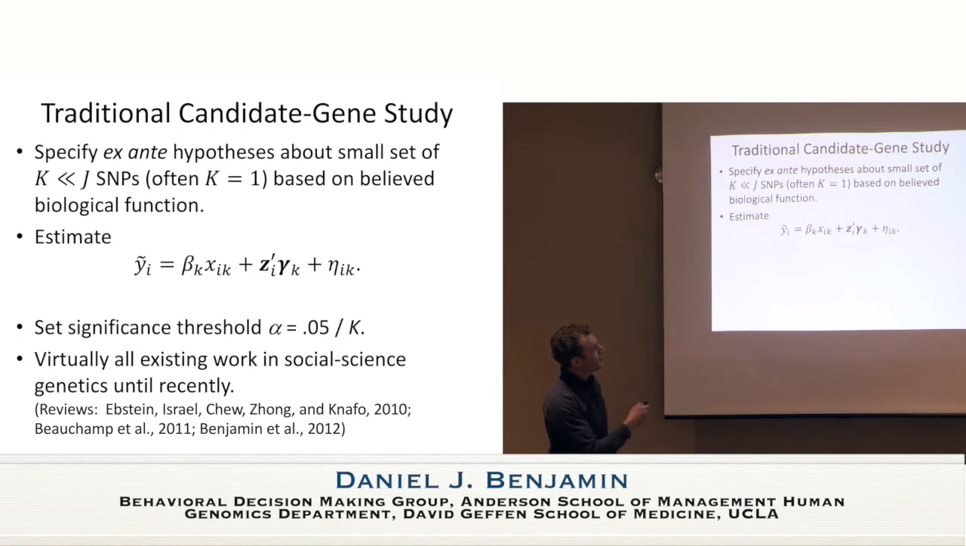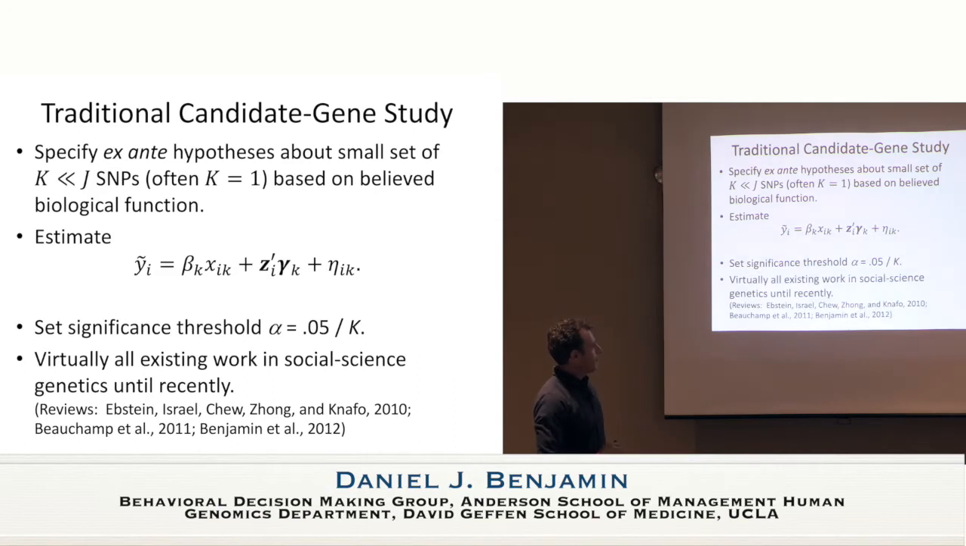So you estimate a model where you include just that single SNP in the model. You set a significance threshold of 0.05, sometimes corrected for multiple hypothesis testing, maybe the number of SNPs that you test. And until recently, this was virtually all existing work in social science genetics. There's still a surprising number of candidate gene papers published every year.